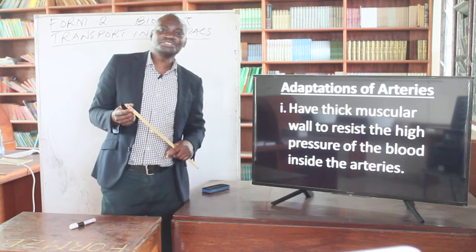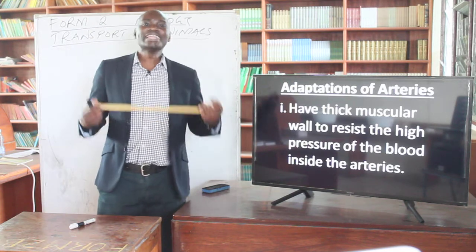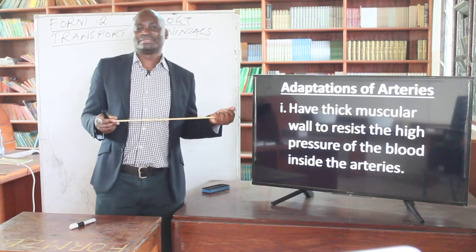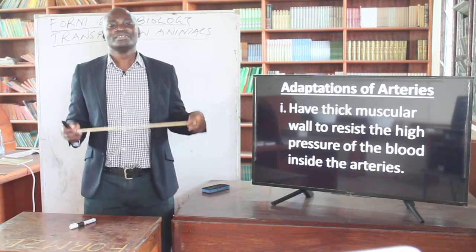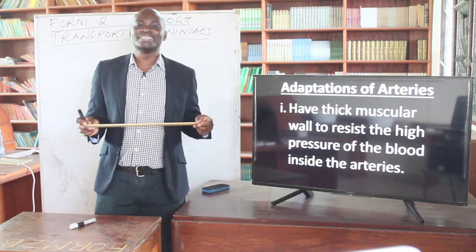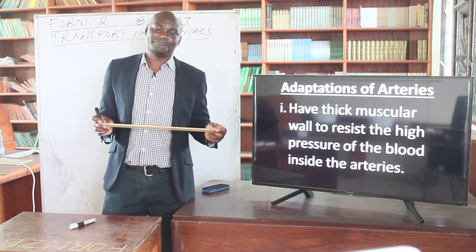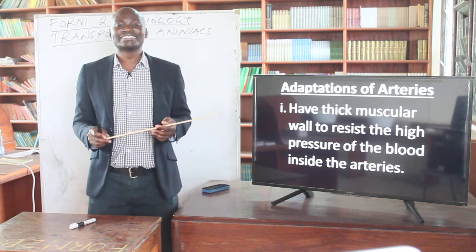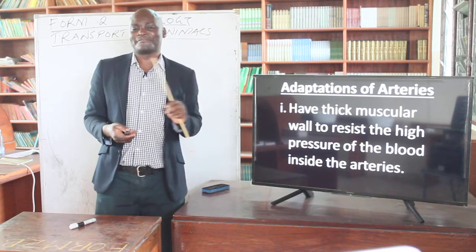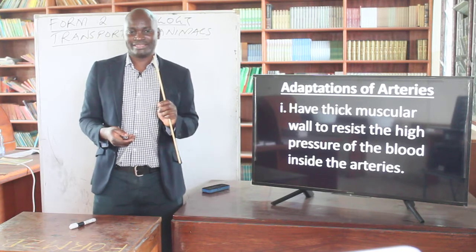Now, adaptations of arteries. We have seen arteries have thick muscular walls. And why is this important? This is important in that it helps in resisting the high blood pressure inside the arteries. Otherwise, the arteries can break if their walls are not thick. The pressure from the heart is normally too high.